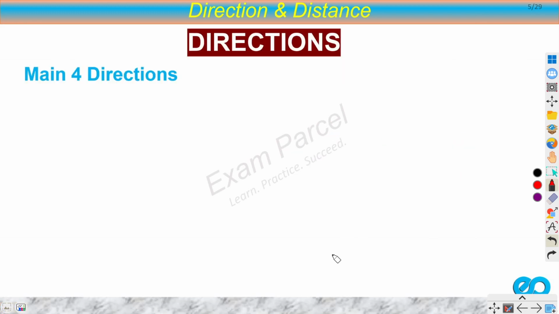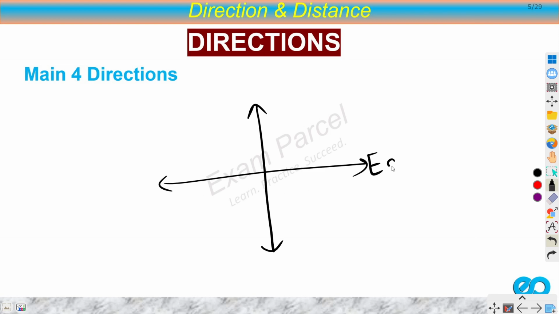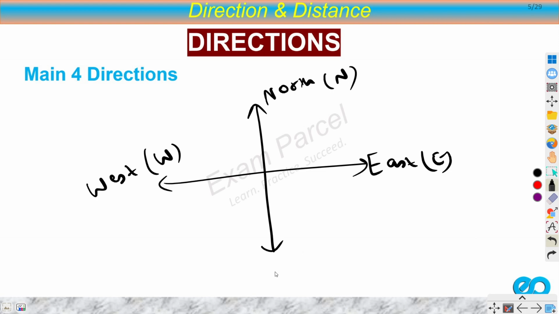Okay, so let's start with directions. There are 4 main directions. This is east, we denote this as E. This is west, we denote this as W. This is north, let's denote this by N. And this is south, S, right? So E, N, W, S. If we go clockwise, the clockwise direction is this one, right? So clockwise we have N, E, S, W: north, east, south, west.